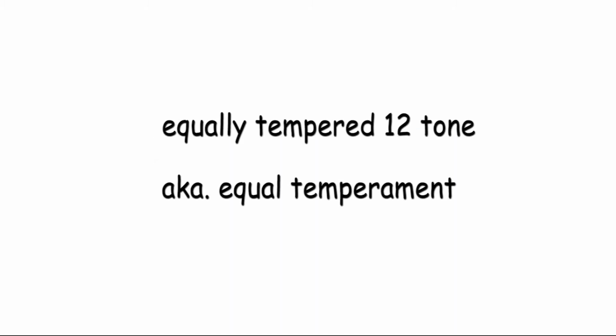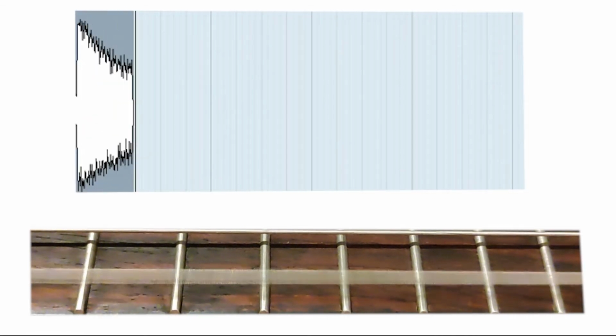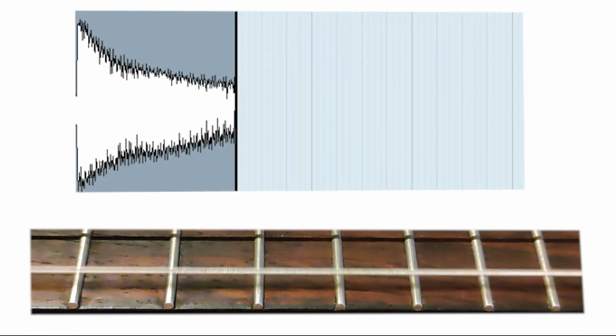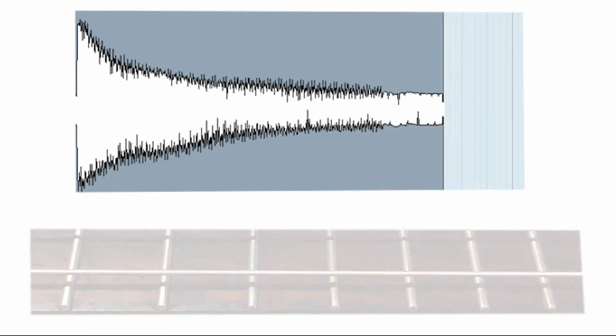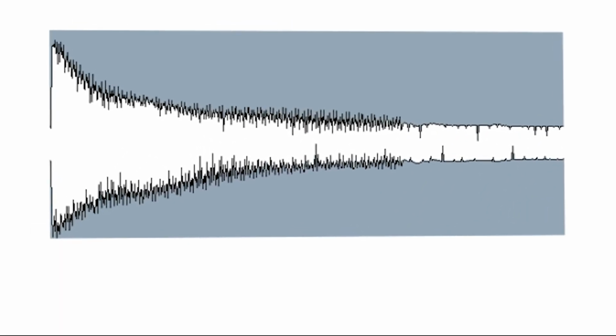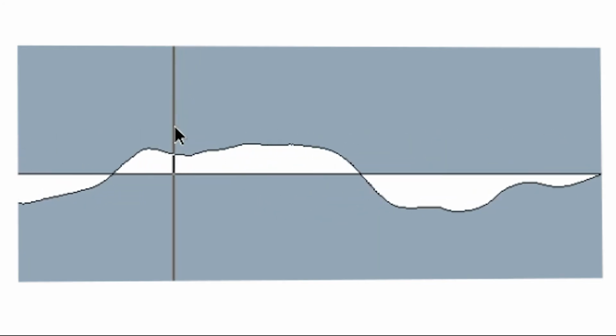Let's start at the very beginning. In Western music, the equally tempered 12-tone system is most frequently used. It's what we are brought up with. A note, a tone, a sound consists of waves. If you take a closer look, you can see that it is all about waves.